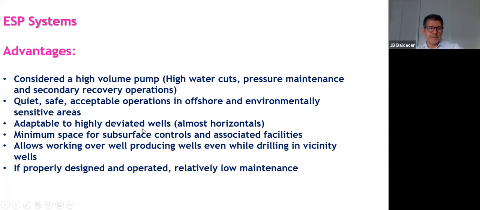They can run in highly deviated wells, almost horizontal wells, 80, 85 degrees. Sometimes there are fields where they run it only in the horizontal section. It needs minimum space for surface control and facilities. It allows working over producing wells, so when we are drilling the next wellbore, there is no issue producing the well. At least I have been in fields where we have done that, and of course we have to follow the simultaneous operations policies.